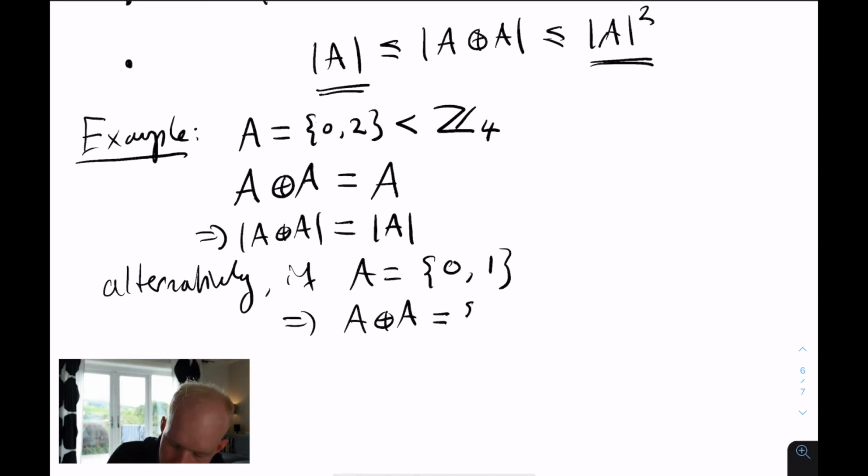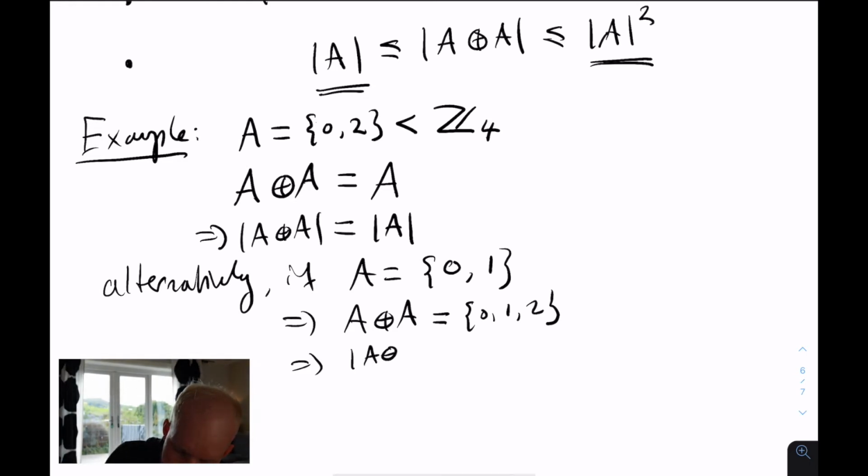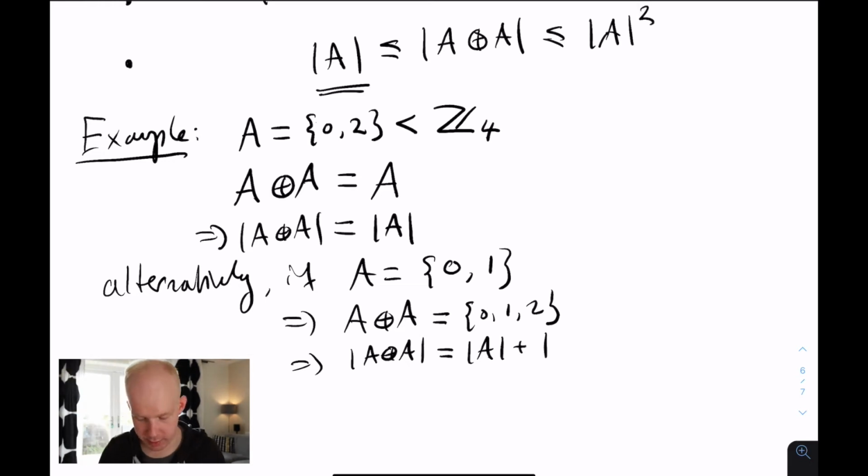So we also have 0, 1 and 2 in this set when you add all the possible sums. And so we get that the cardinality of A plus A is actually |A| plus 1. So it actually is almost... something got added into the sum. And in the maximal possible case, you would only get at most |A| squared. So that's something that could maximally happen in this situation.